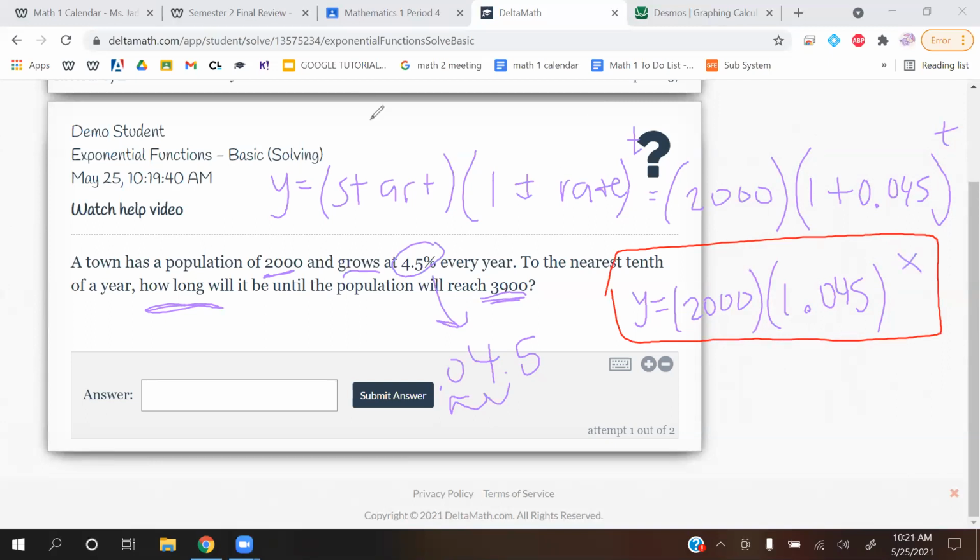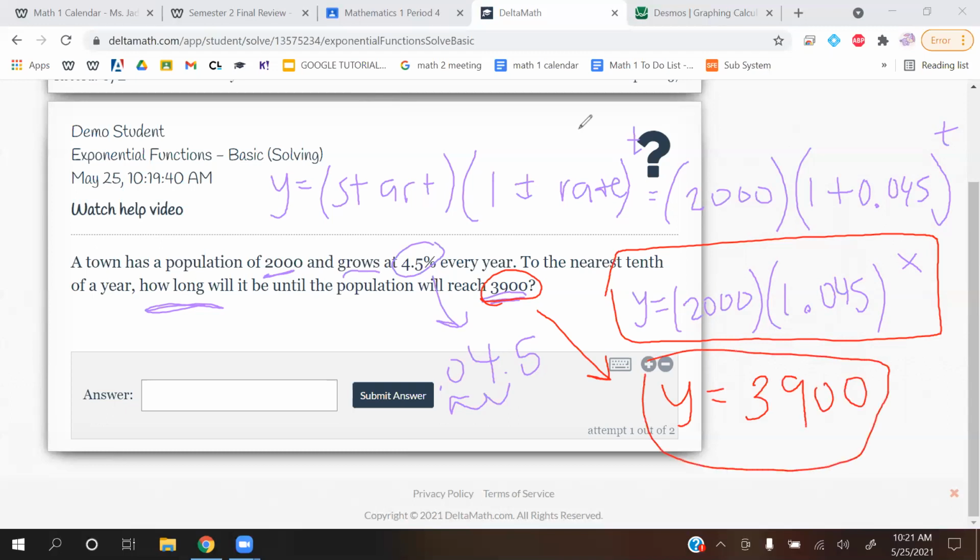So in Desmos, I'm going to type our equation with an x, and then I'm going to type a second equation. You see this number 3,900? I'm going to write that as the equation y equals 3,900. So this will be the second equation that I type into Desmos. So I'm going to go ahead and type those in.